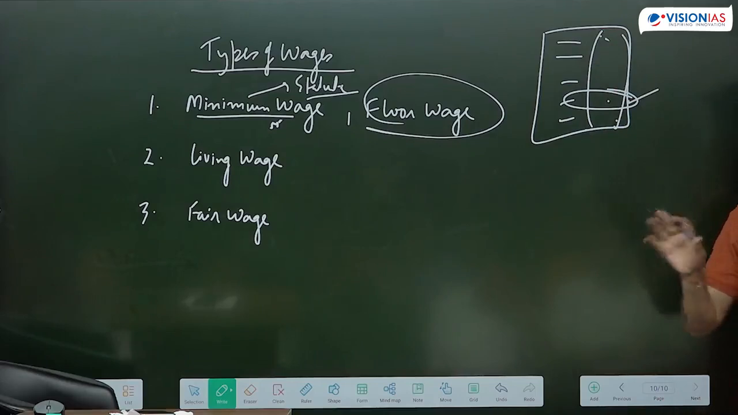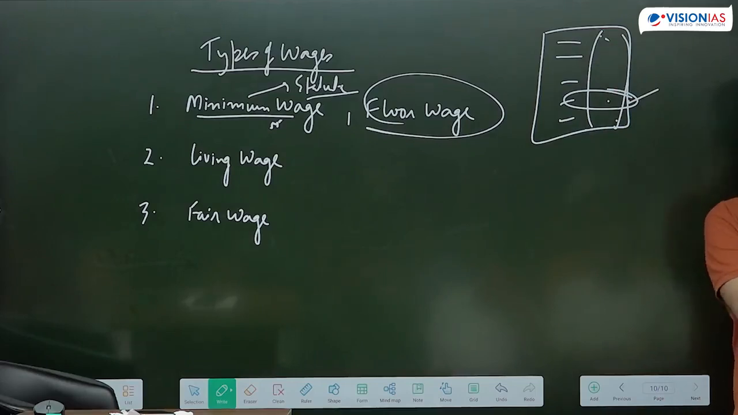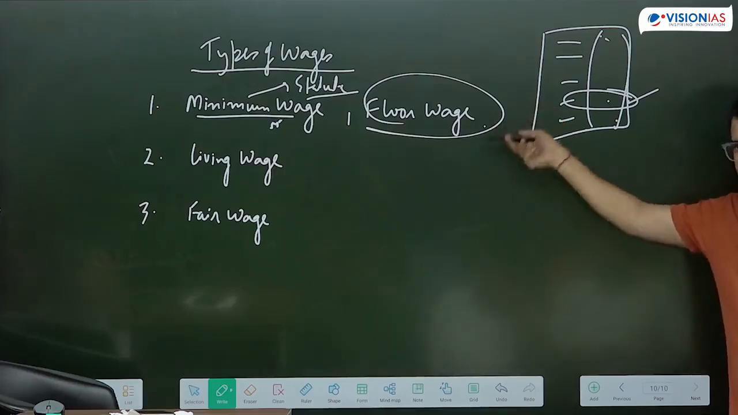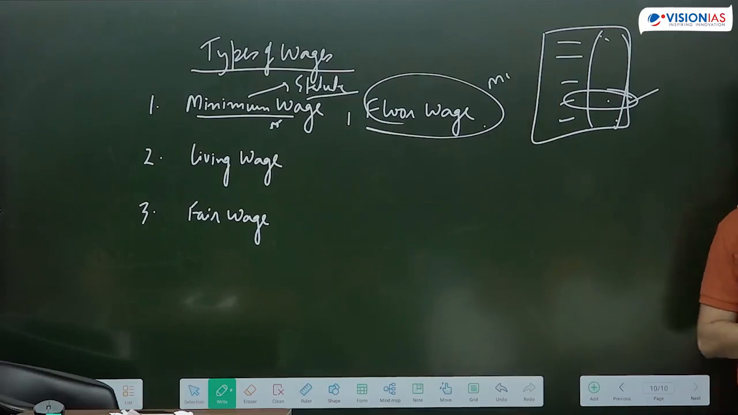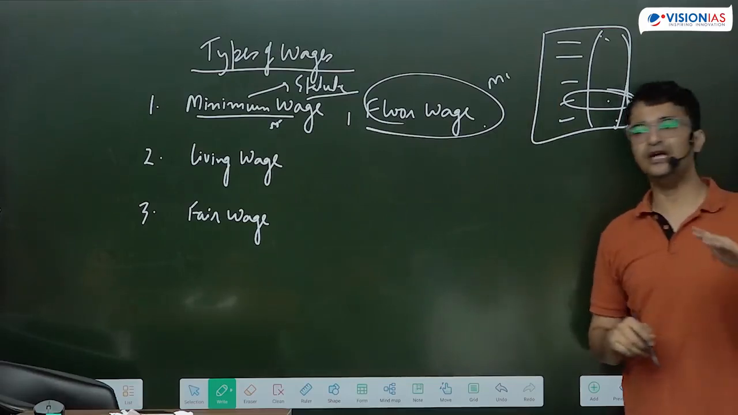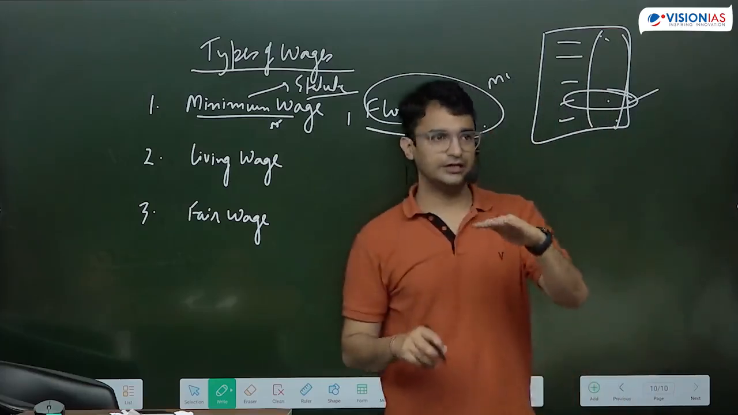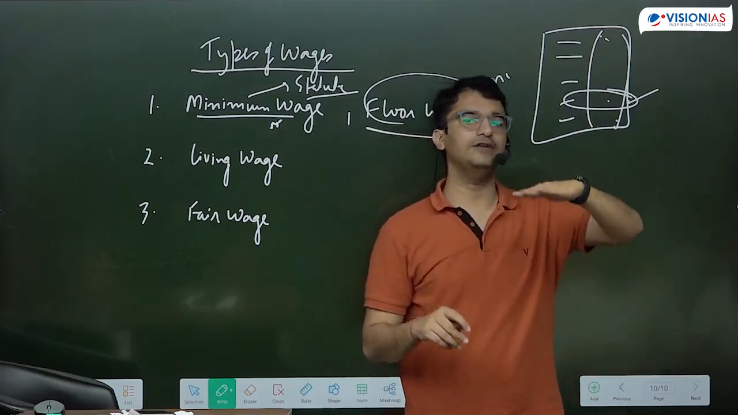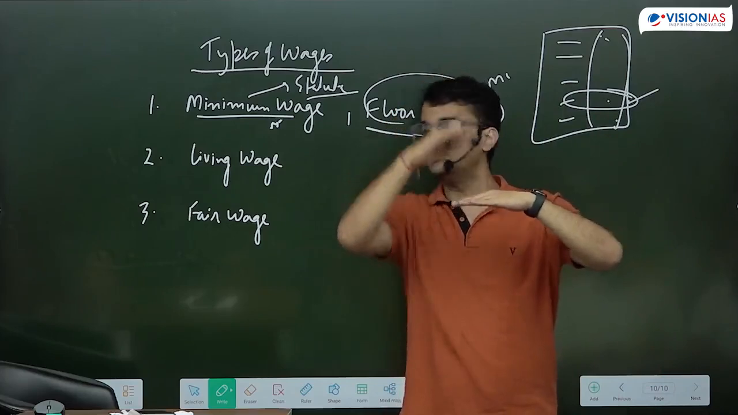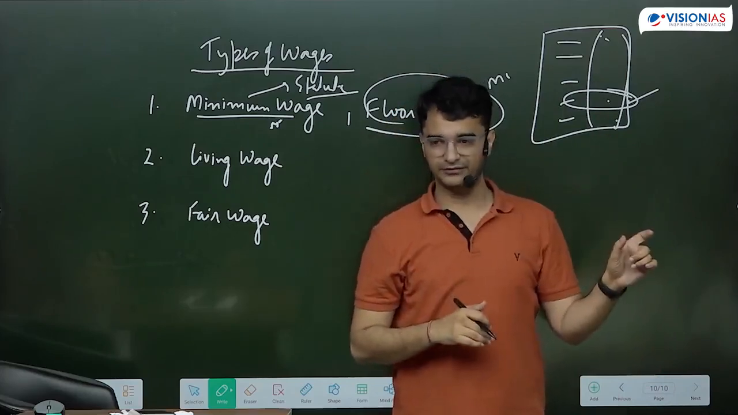Is it clear? For example, now this is not the case everywhere, but normally what we see is that the floor wage in any state is the MGNREGA wage. The wage given to an MGNREGA worker is usually kept as the floor wage. All wages are above that wage. That becomes the least of all minimum wages.